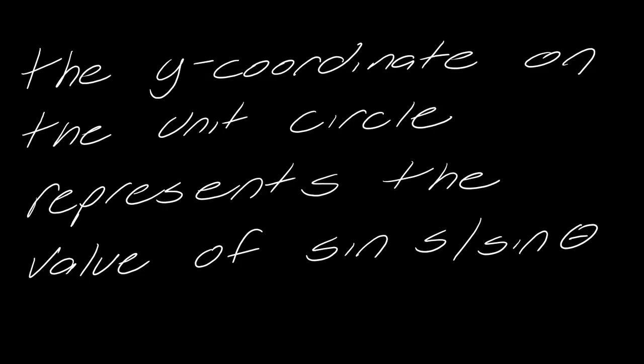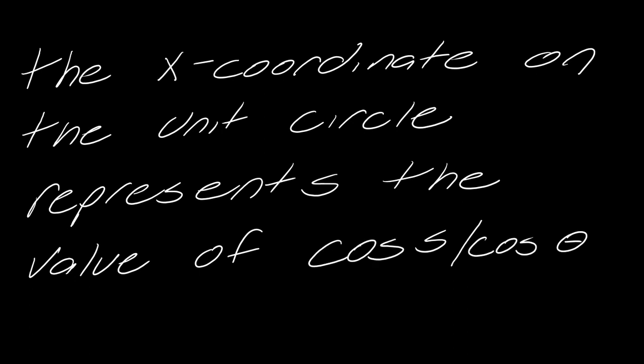Just a reminder, the y-coordinate on the unit circle represents the value of sine of s or sine of theta, depending on how you're thinking of that function. And I broke down the s versus the theta in my other video. The x-coordinate on the unit circle represents the value of cosine of s or cosine of theta, again, just depending on how you're thinking about it.